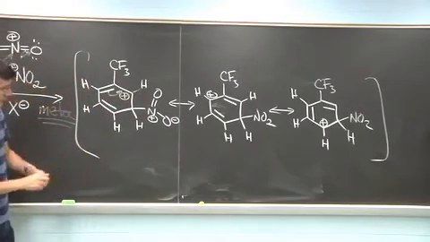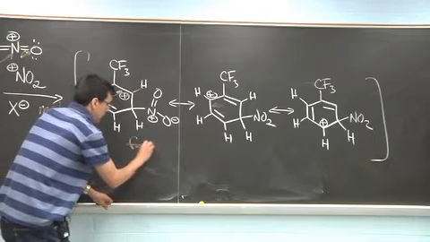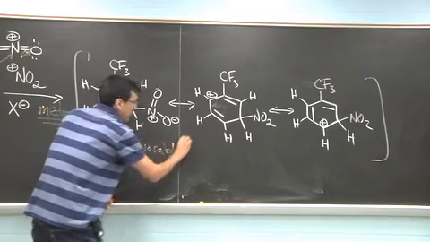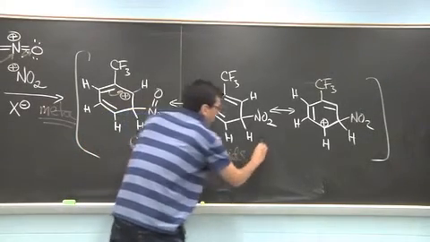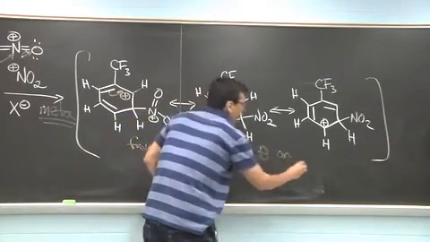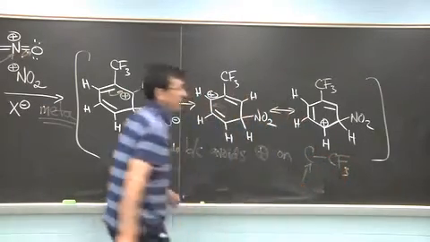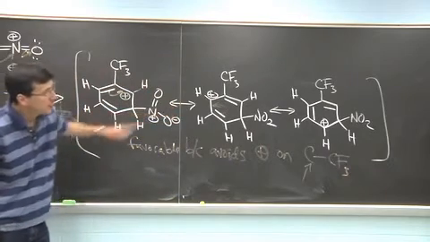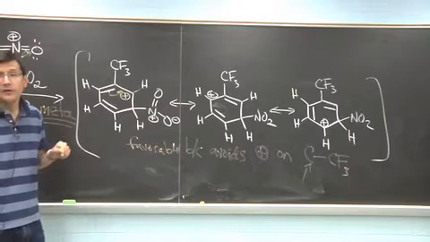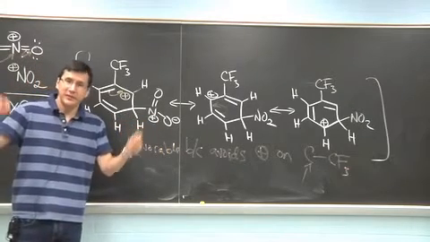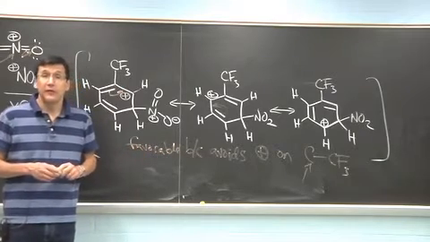So notice, this pathway is favorable because it avoids plus charge on the carbon that's directly attached to the CF3 group. Nowhere do we have a resonance structure with the positive charge at this carbon. So in a sense, this is the least bad scenario. You might want to verify for yourself as an exercise.